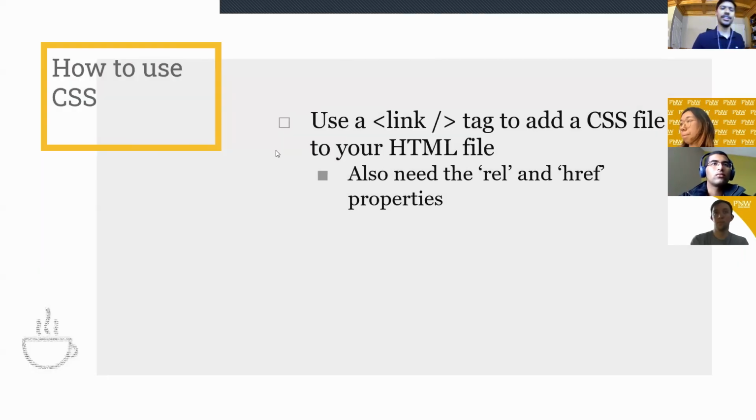So how do we really use CSS? First thing first, you have to use a link, the link tag we mentioned earlier. So you use a link tag to add a CSS file to your HTML file. And we'll go over how to do it, but again, like the HTML properties, you need to include a rel and an href. If you remember from the anchor or a or link or that hyperlink tag we talked about earlier, href stands for like where you want to load to or load next.